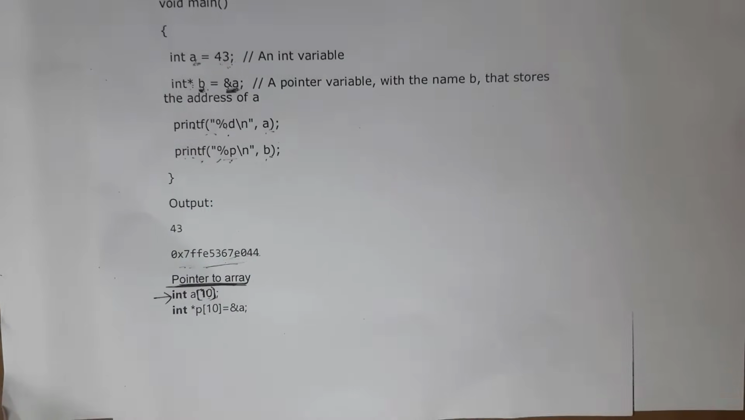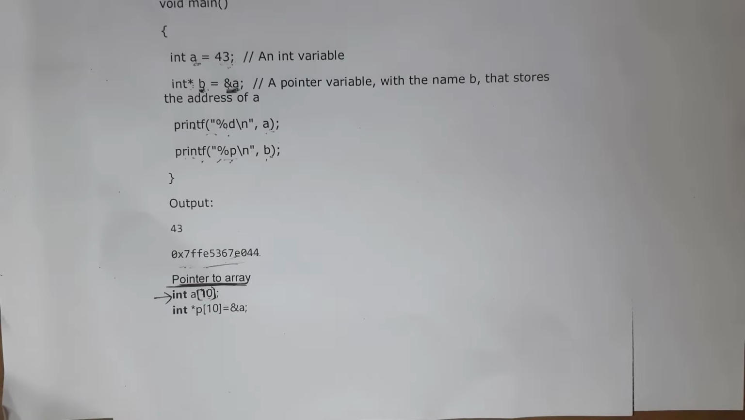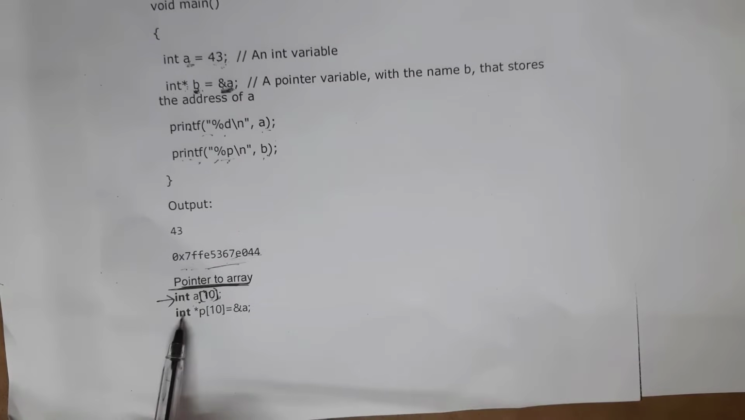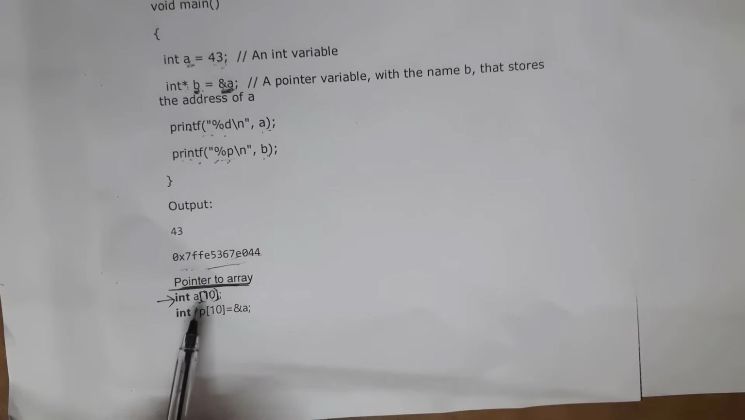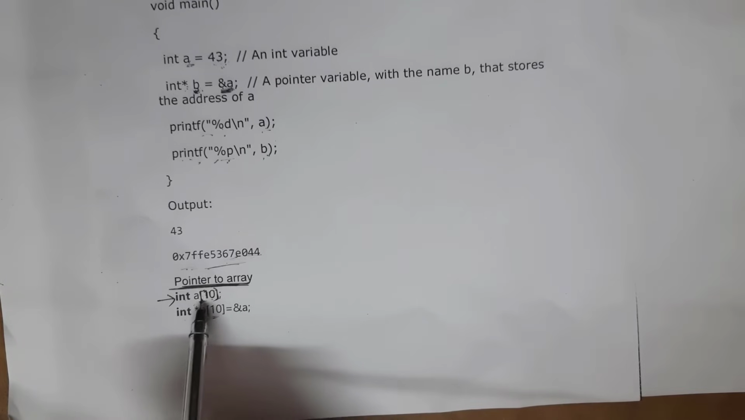We can also create a pointer to an array. This is an example. Here I write int a[10]. As we know, we create an array by using square brackets, and inside the square brackets I gave the array size as 10. Now we need to create a pointer in order to store the address of this array a. So I write int *p[10] equal to &a. That means this pointer will store the address of this array.